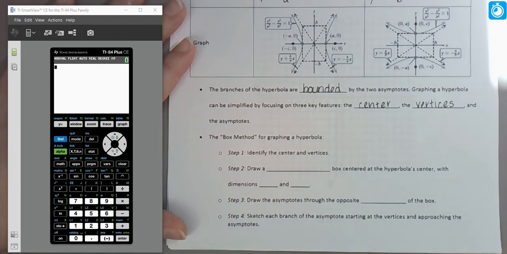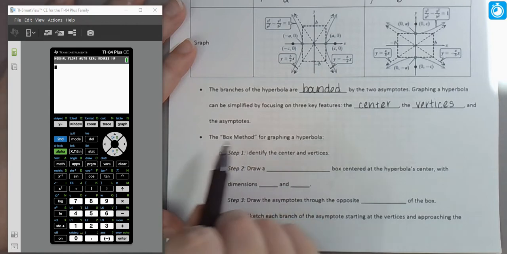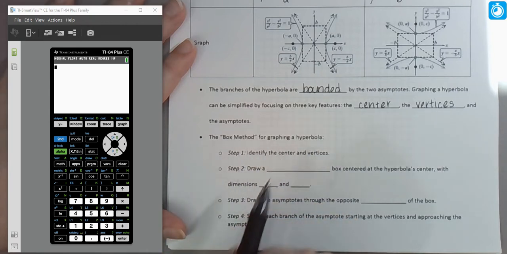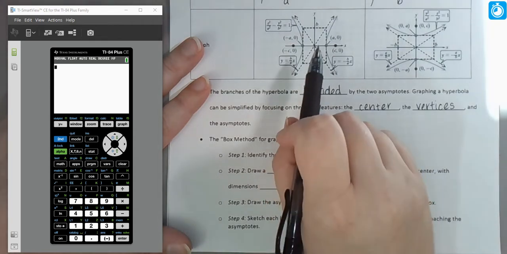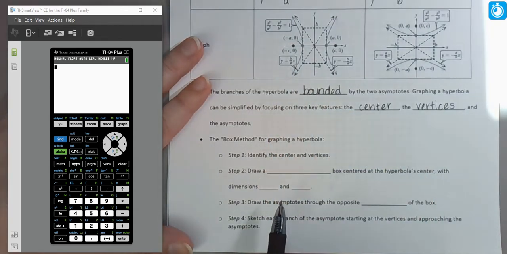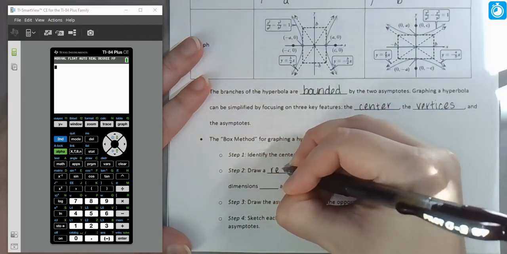Knowing those three key features is going to give us the graph we need. So what we're going to use to graph is what we call the box method. The hardest part to graph is going to be the asymptotes. Once we have the asymptotes graphed, it's really just a matter of filling in everything from there. So when we graph a hyperbola, number one, we're going to identify our center and our vertices. Once we know where our center and vertices are, of course, we're going to plot those on the coordinate plane.